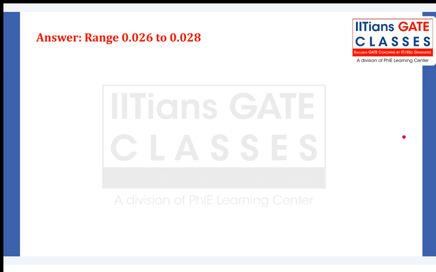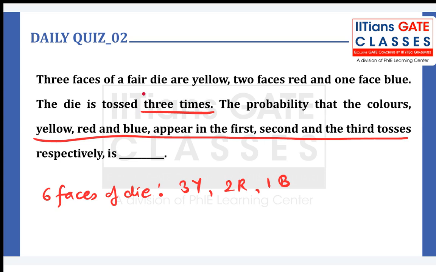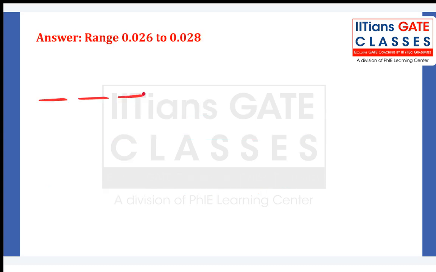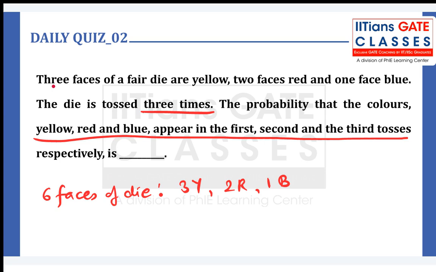Okay, so there are three tries, right? 3 tosses that you do. So now, what they are asking is, in the first try, yellow has to appear in the first toss. So what is the probability of a yellow face turning up? There are 3 yellow faces out of 6. So that will be 3 by 6.